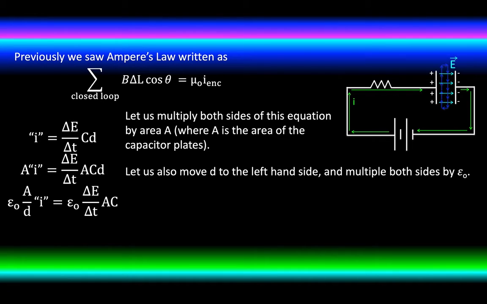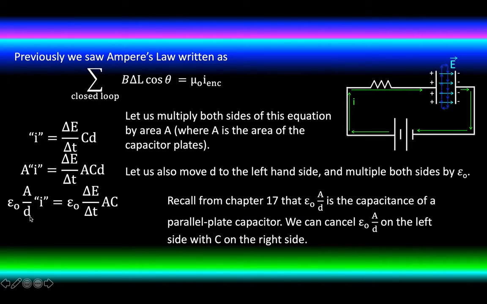If I look at this line for a moment, I realize I have epsilon naught A over D. That's just the capacitance of a parallel plate capacitor. So epsilon naught A over D is the capacitance of my capacitor, and I also have a C right here. So I could cancel these terms out. And what I'm left with is this quote-unquote I is equal to epsilon naught times the rate at which the electric field grows times the area of the capacitor plates.